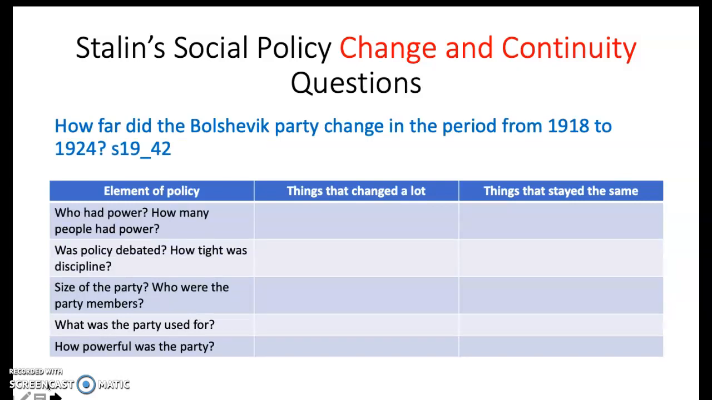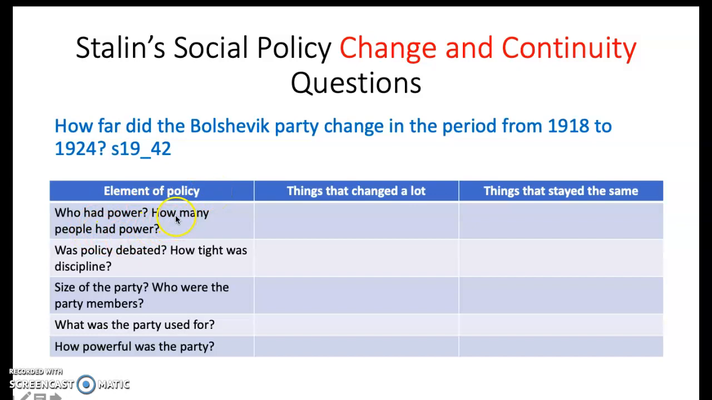Title at the top is wrong there. It should say Lenin's social policy, or rather maybe even Lenin's political policy, because we're now looking at a Lenin example and the changes to the Bolshevik party. So you could say, what are the elements of the change?